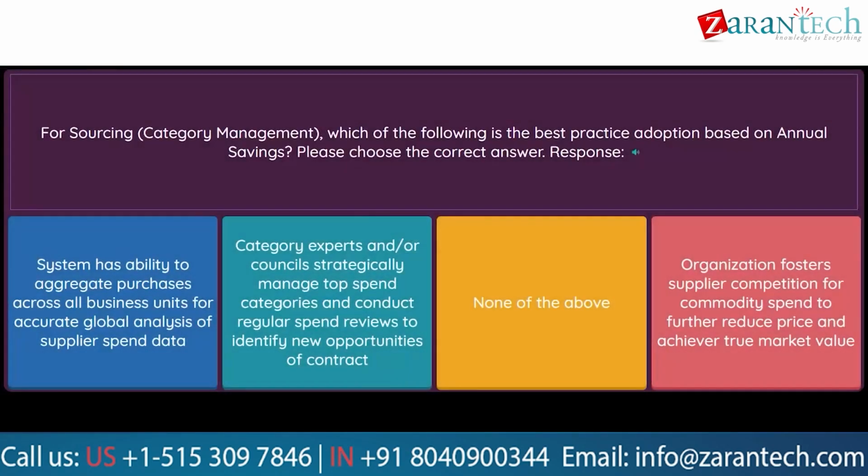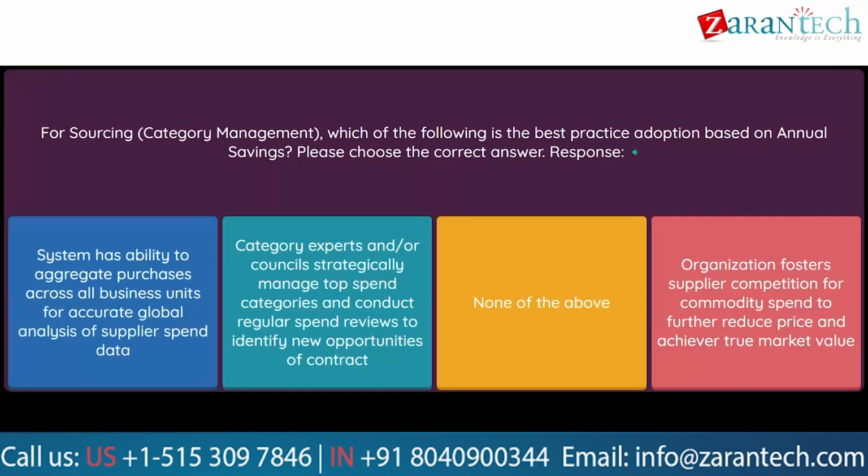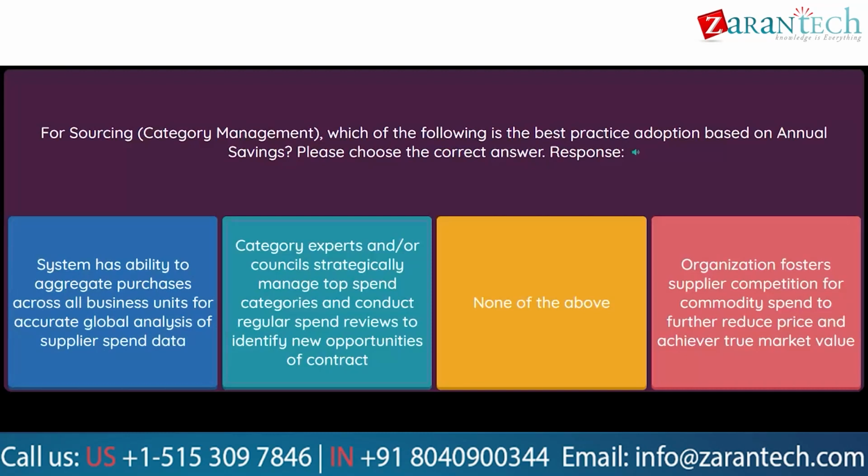Question: For sourcing, category management, which of the following is the best practice adoption based on annual savings? Please choose the correct answer. Response: Option 1 System has ability to aggregate purchases across all business units for accurate global analysis of supplier spend data. Option 2 Category experts and/or councils strategically manage top spend categories and conduct regular spend reviews to identify new opportunities of contract. Option 3 None of the above. Option 4 Organization fosters supplier competition for commodity spend to further reduce price and achieve a true market value.